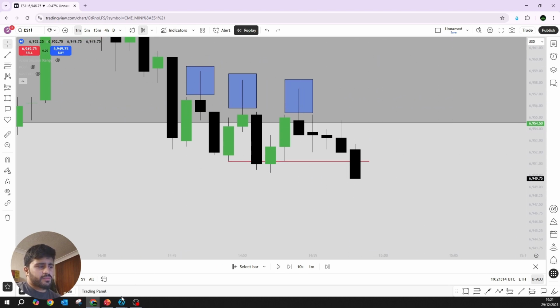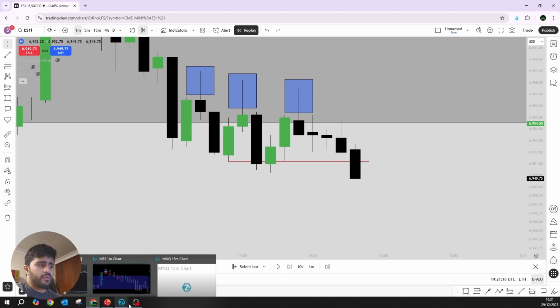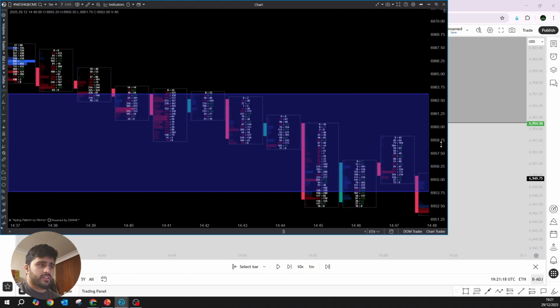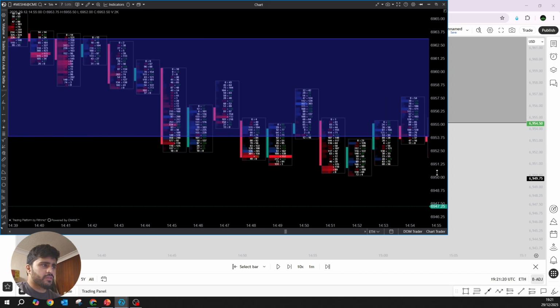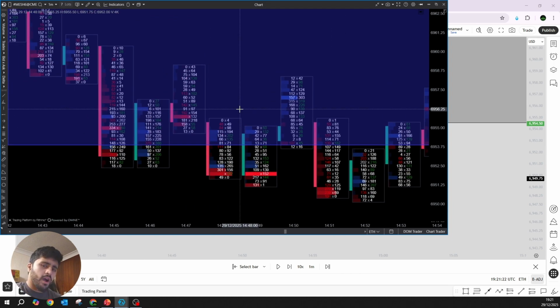Now, I want to explain why this is a B plus setup. And the way we explain that is by understanding this chart here. So if we just take a look at why this was an A plus setup, the reason it's somewhat of a setup is because we see the absorption of buyers, right? We see the absorption of aggressive buyers.